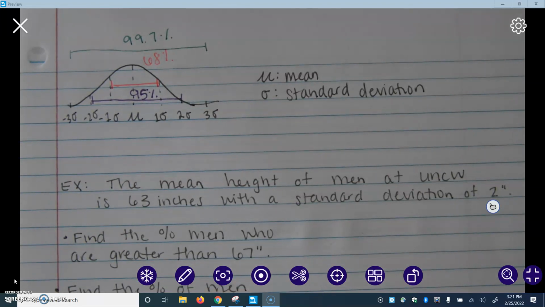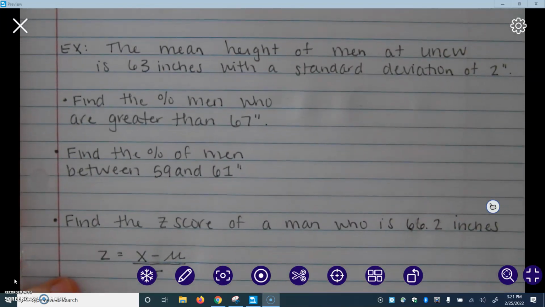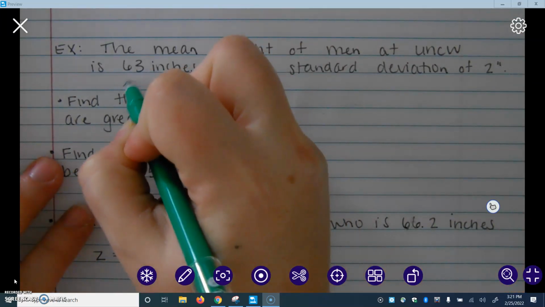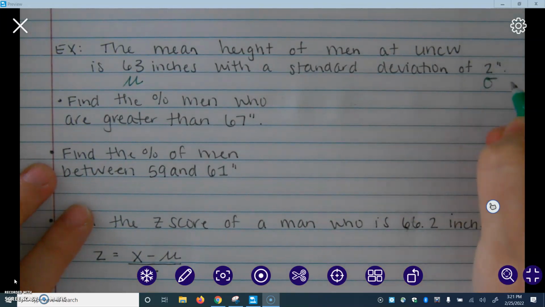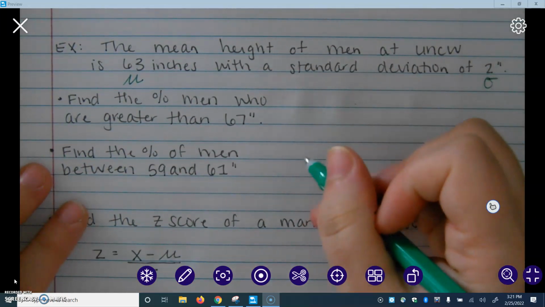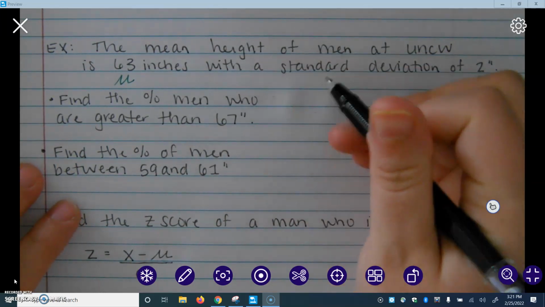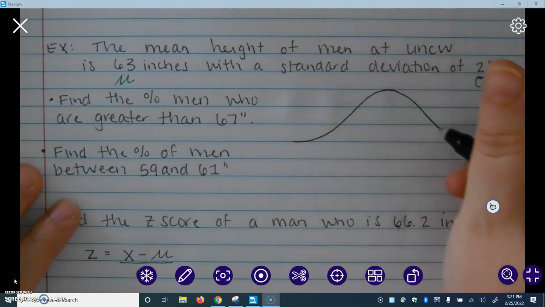So in these questions, we're actually calculating with the normal curve. We're not proving whether or not data is normal. All right, so we have an example. The mean height of men at UNCW is 63 inches, so that is the mu, with a standard deviation of 2 inches. So the first thing I'm going to do is sketch the normal curve. On a free response, if you have a normal curve situation like this, they expect you to draw it.